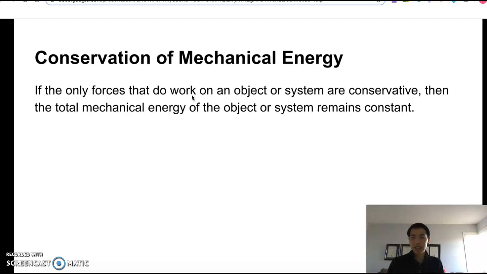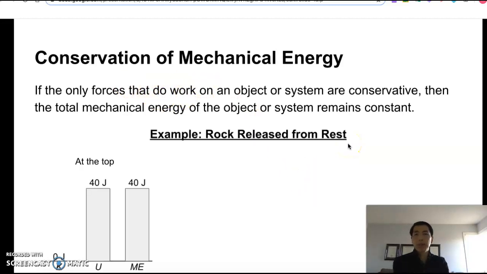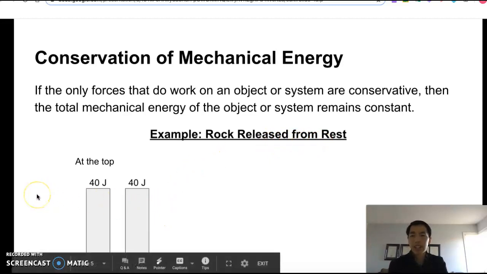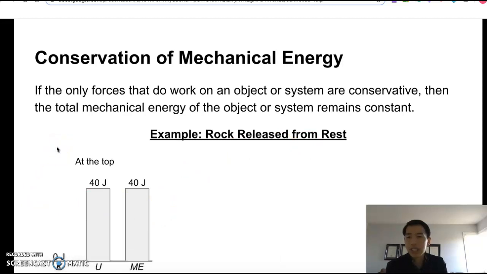No applied forces. It can basically only be gravity in grade 11. And then this principle will hold true. So as one example, let's just consider a rock released from rest. A rock is released from rest and then it falls down. So here's a bar graph showing the energy of the rock starting at the top.